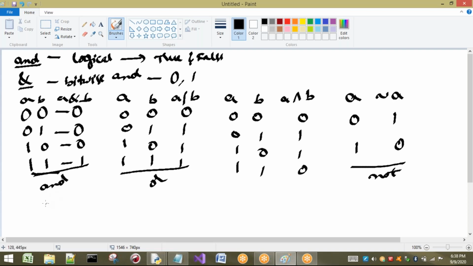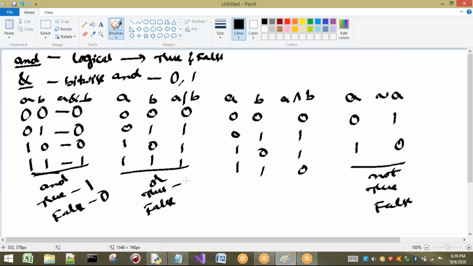But in this, what are we going to consider? True means true and false. Here also true and false. In our case, true and false. In the NOT case also, we are considering what? True and false. So in the same way, this table is nothing but: true means I am going to consider 1, false means I am going to consider 0. In the same way, true means 1, false means 0. Here also the same thing.